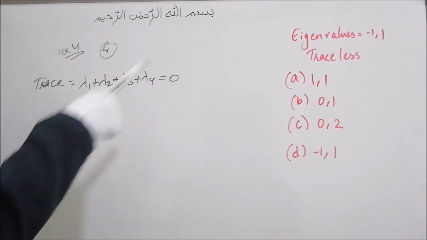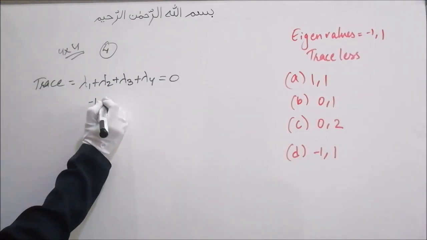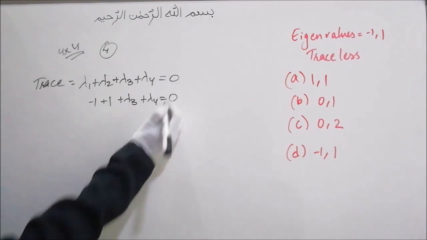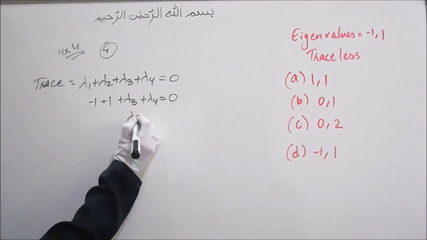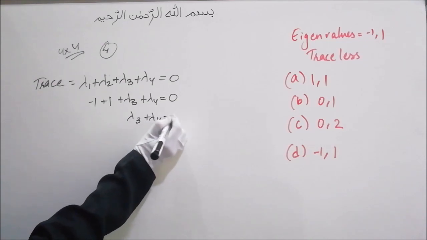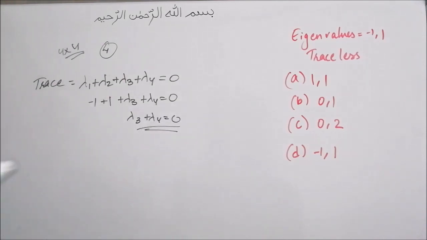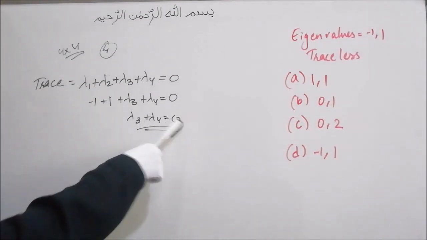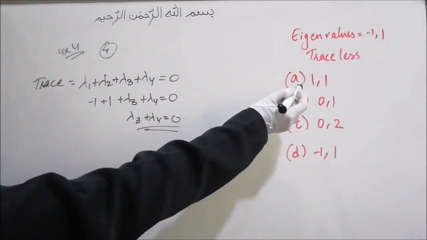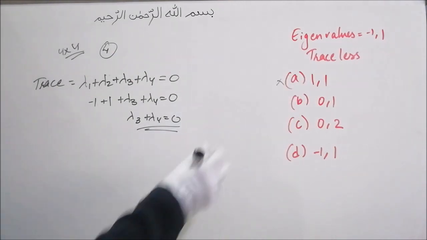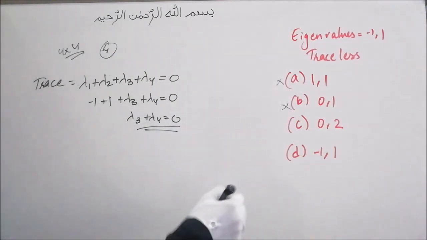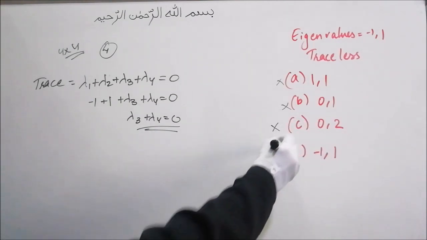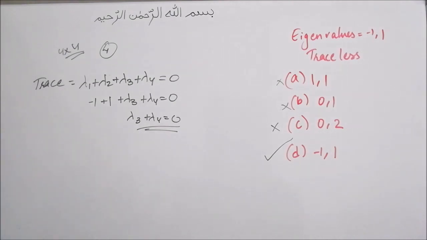Now two eigenvalues are minus 1 and plus 1. So I can write minus 1 plus 1 plus lambda 3 plus lambda 4 is equal to 0. Minus 1 plus 1 is 0, so we'll have lambda 3 plus lambda 4 is equal to 0. That means the sum of the other two eigenvalues must be 0. Plus 1 and plus 1 is not equal to 0. 0 plus 1 is not equal to 0. 0 plus 2 is not equal to 0. Minus 1 plus 1 is equal to 0. So our answer is option D.